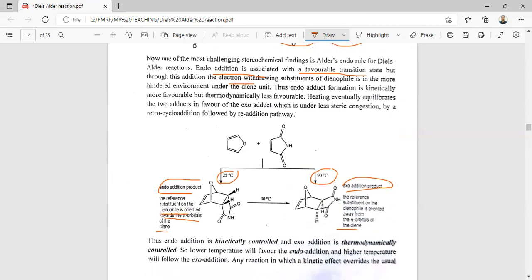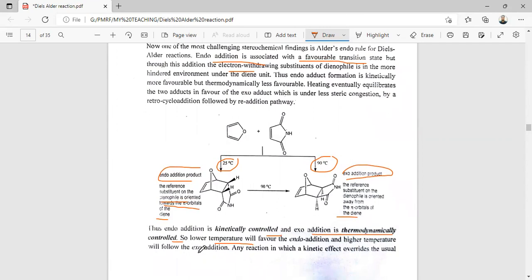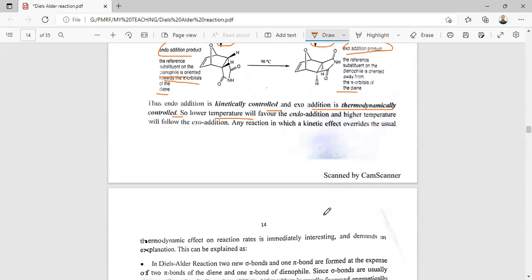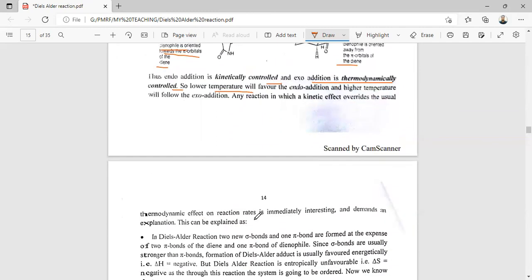So endo addition is kinetically controlled and exo addition is thermodynamically controlled. So the lower temperature will favor the endo addition and the higher temperature will favor exo addition. Any reaction in which the kinetic effect overrides the usual thermodynamic effect on the reaction rate is immediately interesting and demands an explanation.